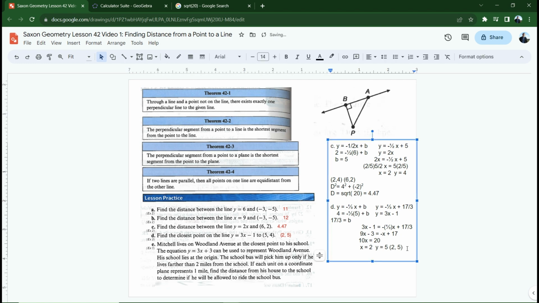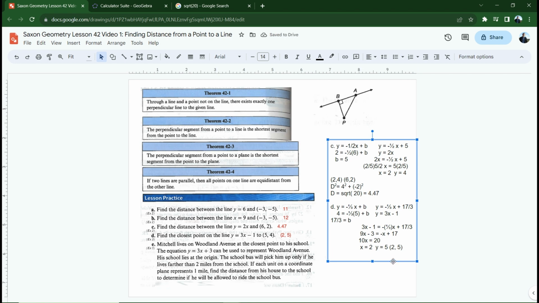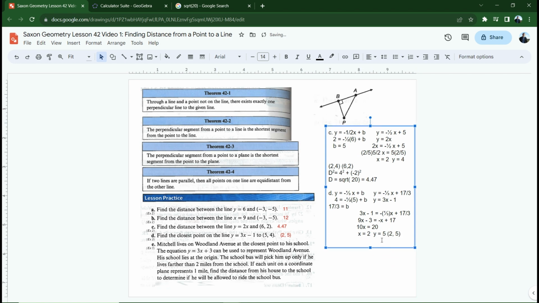Let's do one more, letter E. This one involves Mitchell. Let me just shrink this down. I'm going to need some more space here. All right, letter E.